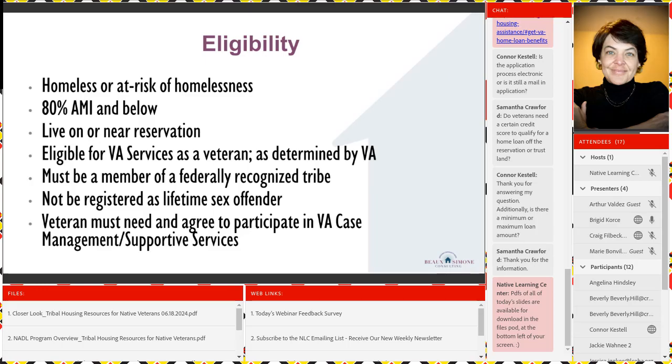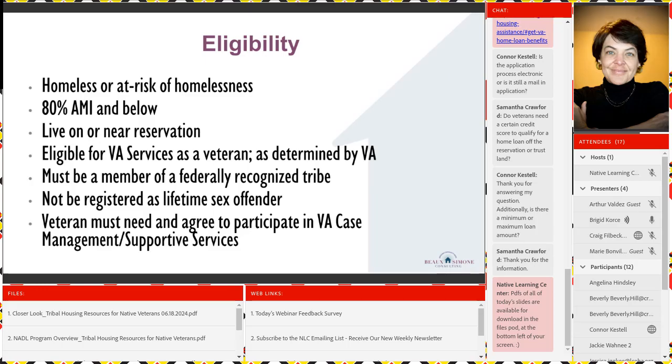We know that homelessness looks different in tribal communities. We know that relatives often don't turn away relatives, and that people struggle with being doubled up and overcrowded. So under the program, we are able to use an expanded definition of homelessness, including somebody who might be at imminent risk of losing their housing.